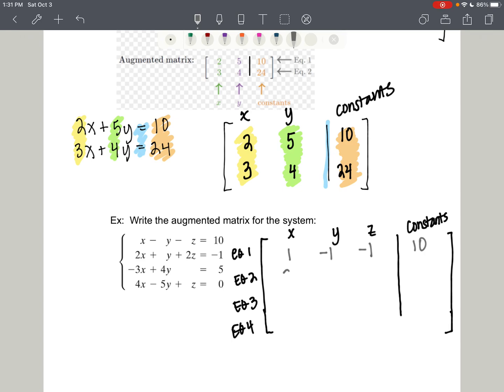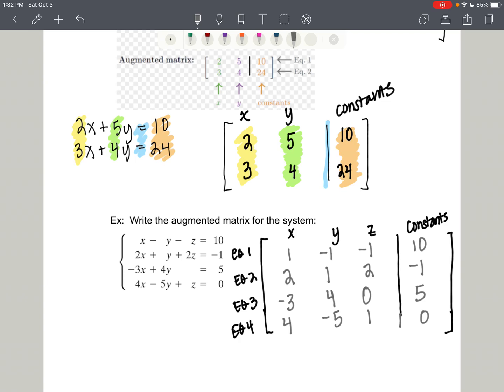Equation 2, we're going to have 2x plus 1y plus 2z equals negative 1. Equation 3, negative 3x plus 4y plus 0z equals 5. So there's no z, so we put a 0 in that place. And then 4x minus 5y plus 1z equals 0. And there's our augmented matrix.